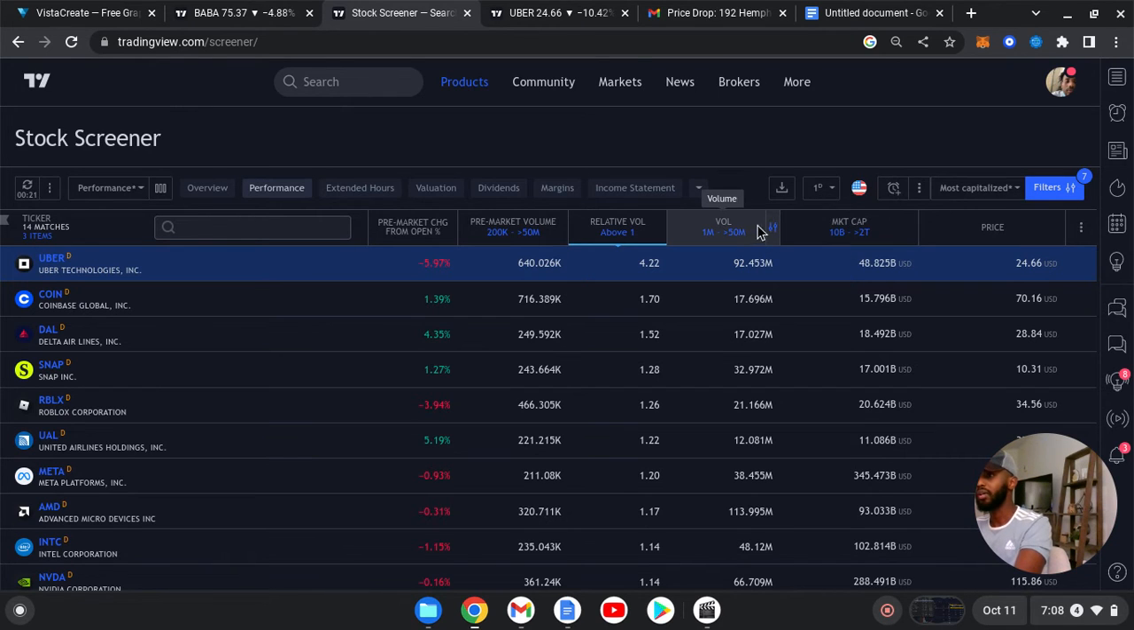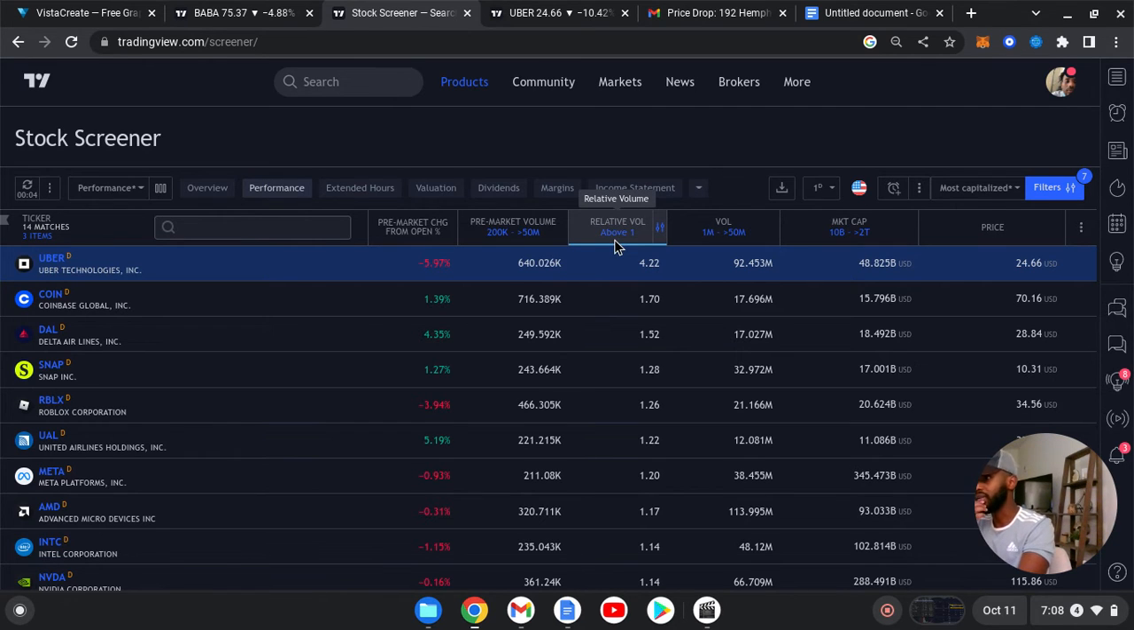Number two is volume. So for volume, I need at least a million shares of volume being traded on average per day. Below that, it'll be very difficult to get in and out of trades. And it may not be optionable.